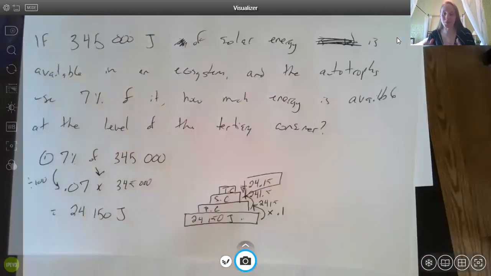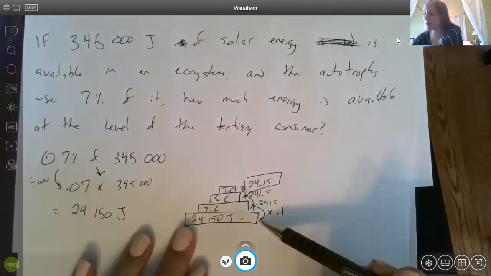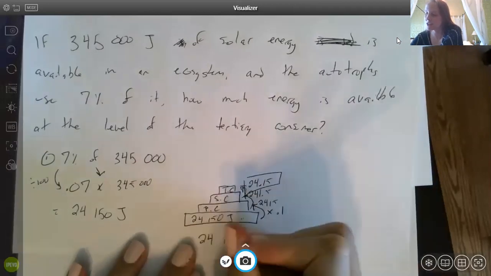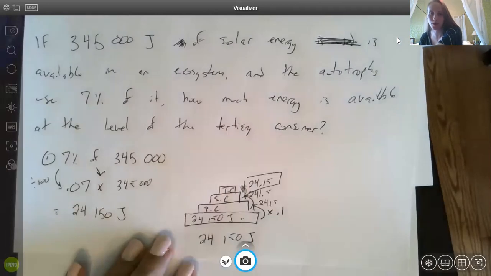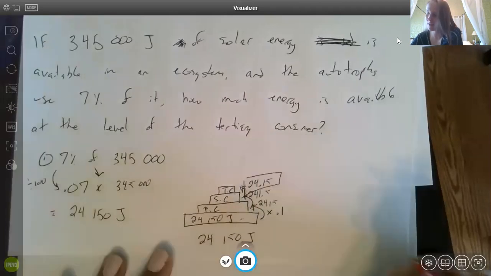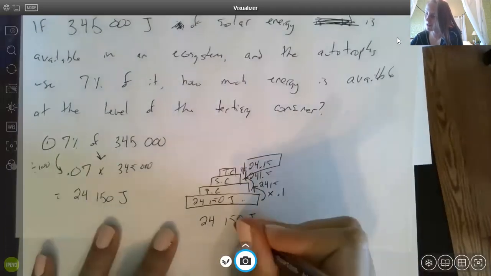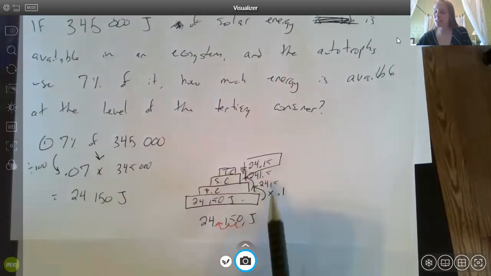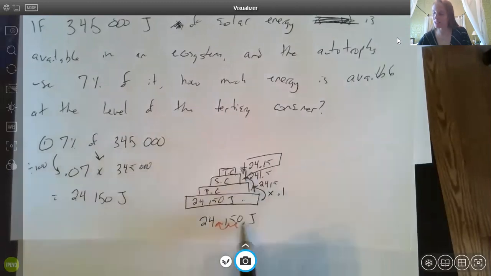Another way of doing this is just moving the decimal. So I know that I'm going up 1, 2, 3 spots. So I'm going to take my initial amount of joules available at my autotrophs, and move the decimal place 1, 2, 3 spots. And I would get 24.15 joules. So either way you want to do it, either by multiplying by 0.1 every time you move up a trophic level, or by just seeing how many trophic levels you're going to move and then moving the decimal place that often. That is all you have to do.